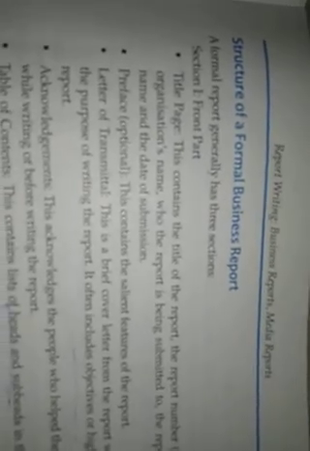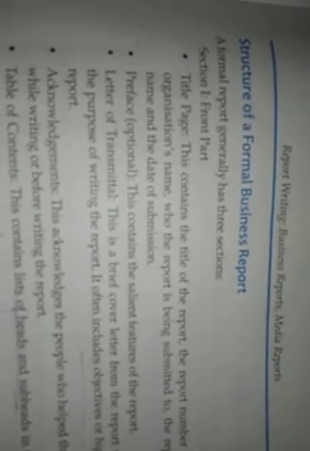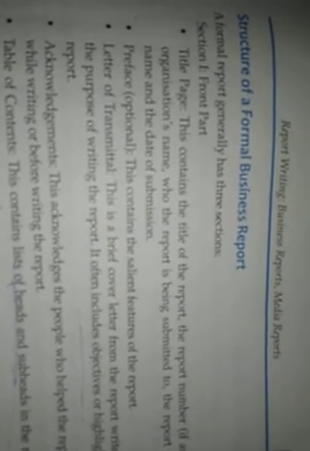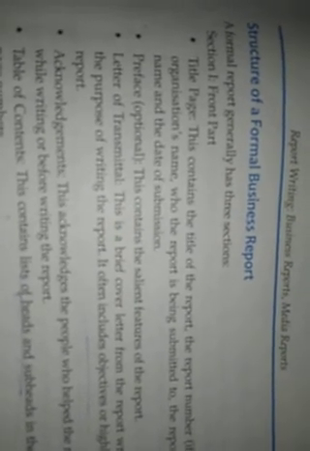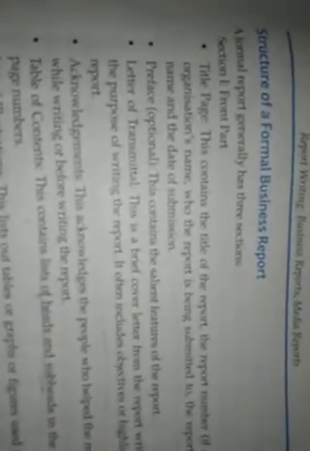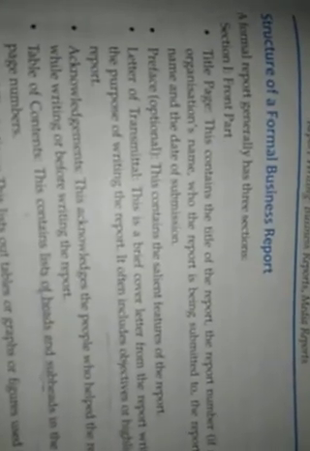Structure of a formal business report. First, section 1, the front part. Section 2, main body. Section 3, back part. Coming to section 1, the front part.